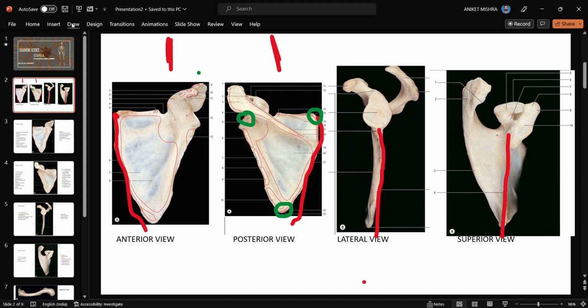It has three processes. It's a large flat bone, so it has major structures. Let me make it pink, blue. So it has three processes. The first one is the spinous process. This is the acromion process, and in the anterior view we see the coracoid process. So this is a general overview of the scapula bone, and what things are present on it.